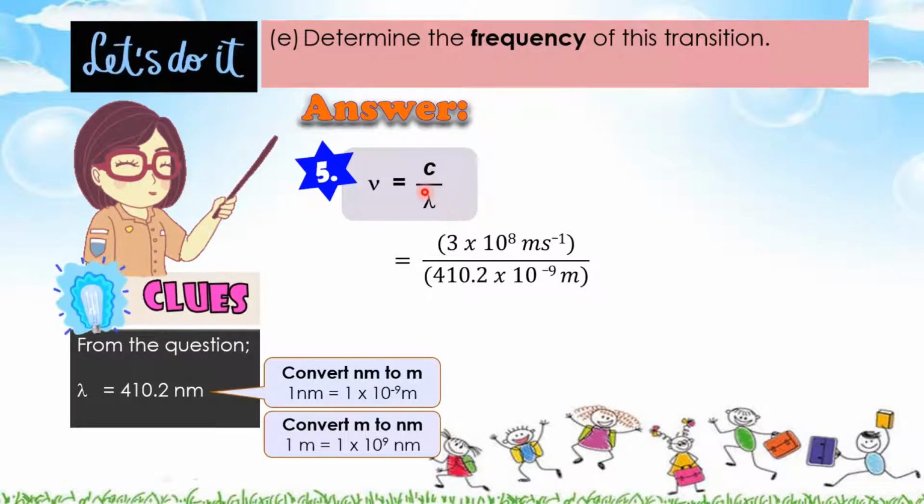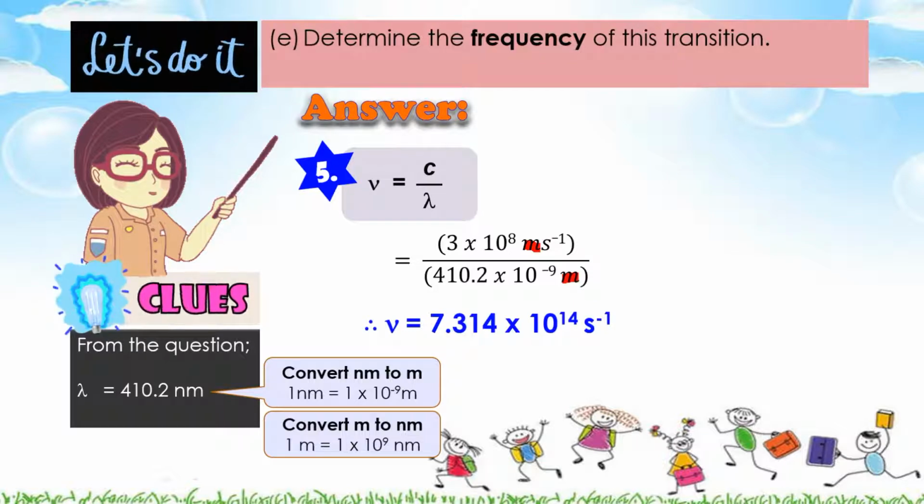So better use formula number 5 and substitute all the values. Remember, the wavelength should be in meter, since the unit for the speed of light is meter per second. So from here we can cancel out the unit of meter. And finally, the frequency for this transition is 7.314 times 10 power of 14 per second. Another unit for per second is hertz, Hz.